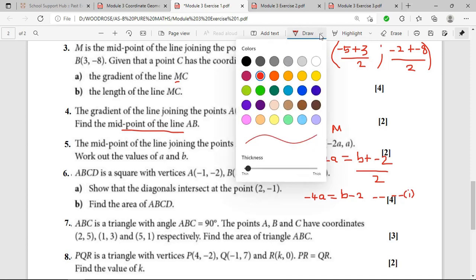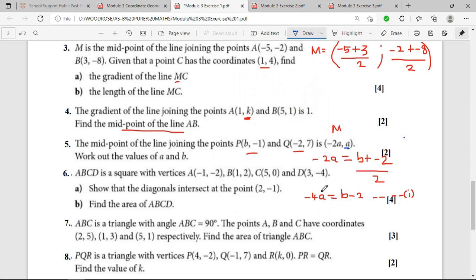Now let's look at the y coordinate of the midpoint. The y coordinate of the midpoint is a. So a is as a result of adding the y values. We are adding minus 1 plus 7, then we divide by 2. So minus 1 plus 7 is 6. Then you divide by 2, you get 3. So the value of a in this case is straightforward. The value of a is 3.